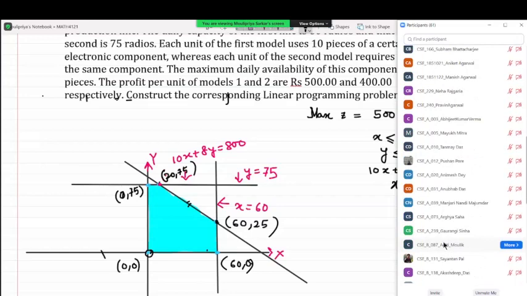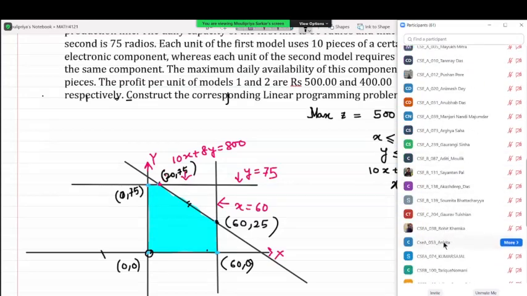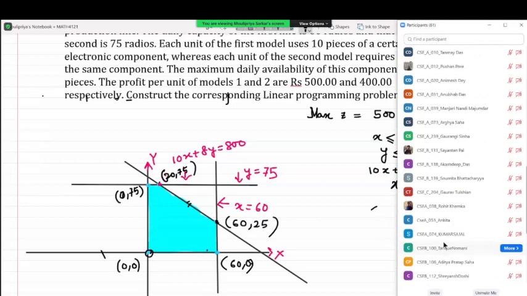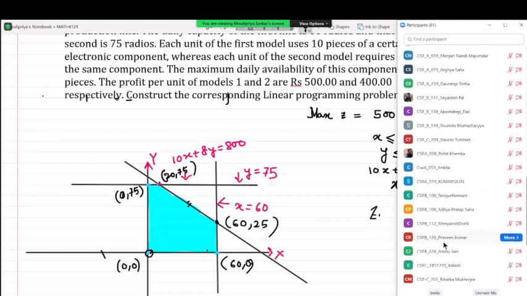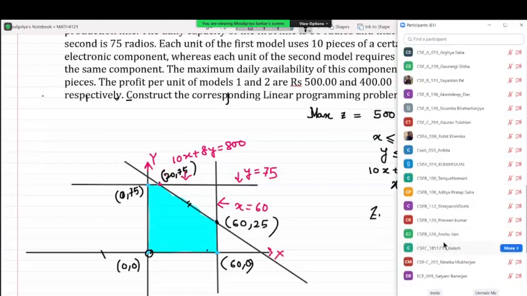So what's your answer? Ma'am, both, because it's coming 40,000. We are getting the same value at both the points. Anyone will do.